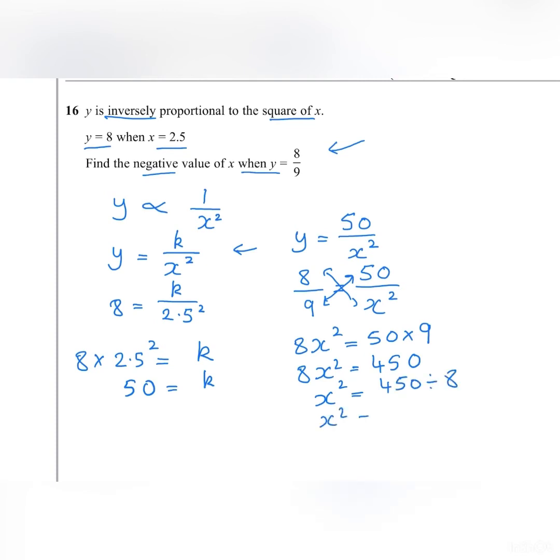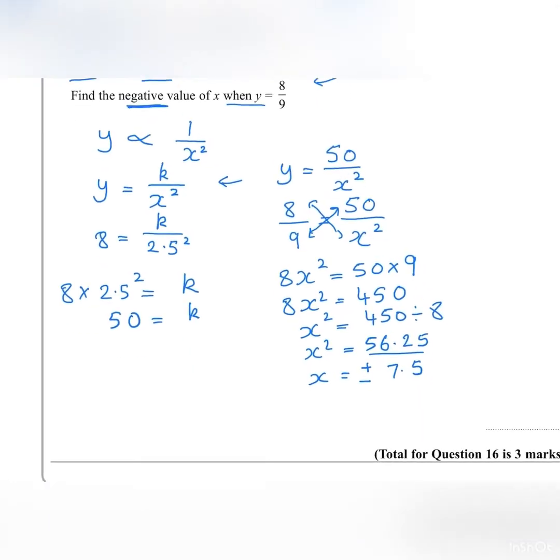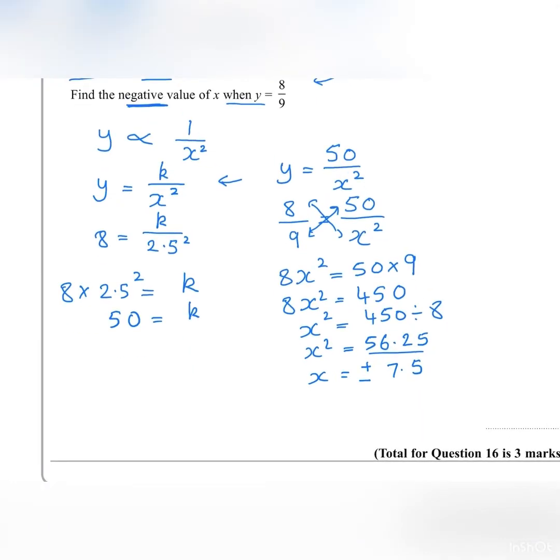So x squared is 56.25. And now we're going to square root both sides to get the x value. When you square root something, now this is a find the negative value of x, you get one positive value and you get one negative value. So that is 7.5. Okay, but we want the negative value of x for this question. So it's minus 7.5, which is the answer to this question.